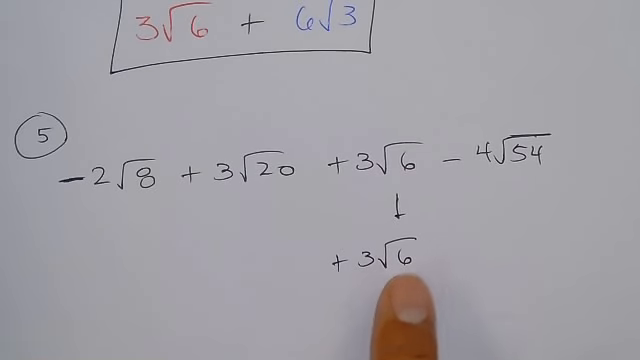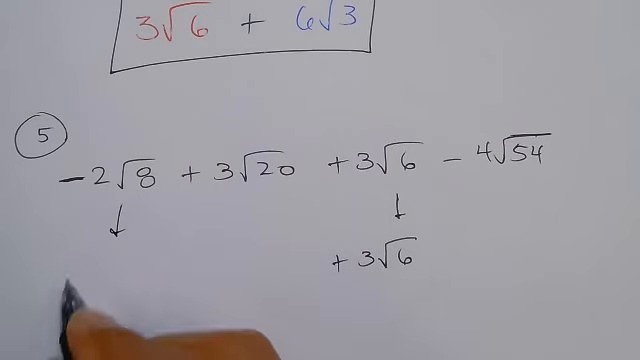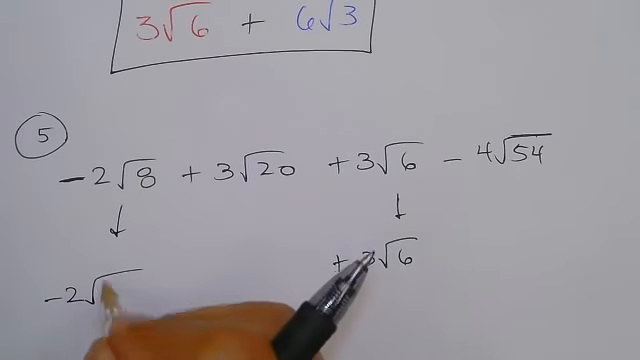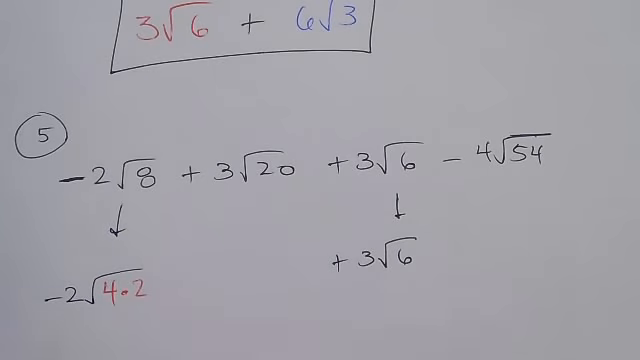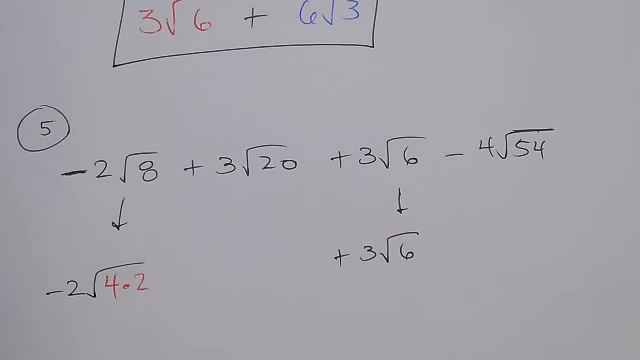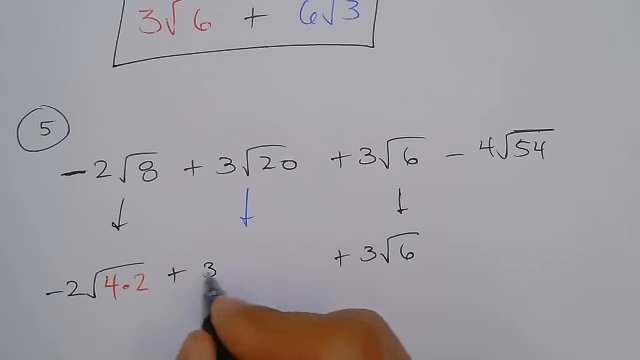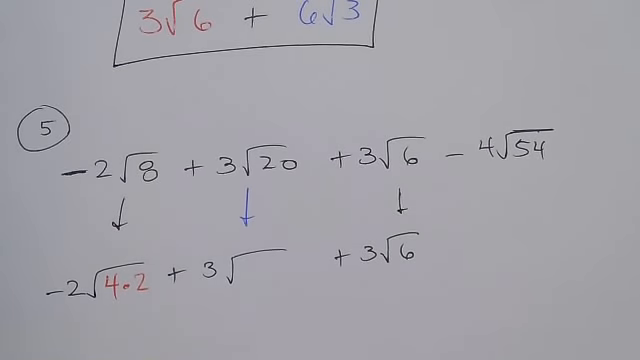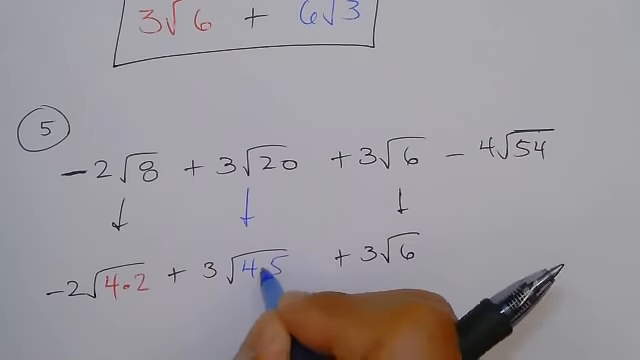Well, this one's the only one that doesn't have to be simplified because it's already in its simplest form. That's already just kind of standing by. That one's waiting. These other ones do have to get simplified. That's going to be negative 2, and 8 is a 4 times 2. Plus, that's going to be 3, and 20 is 4 times 5. Is that 4 times 5? Yeah.